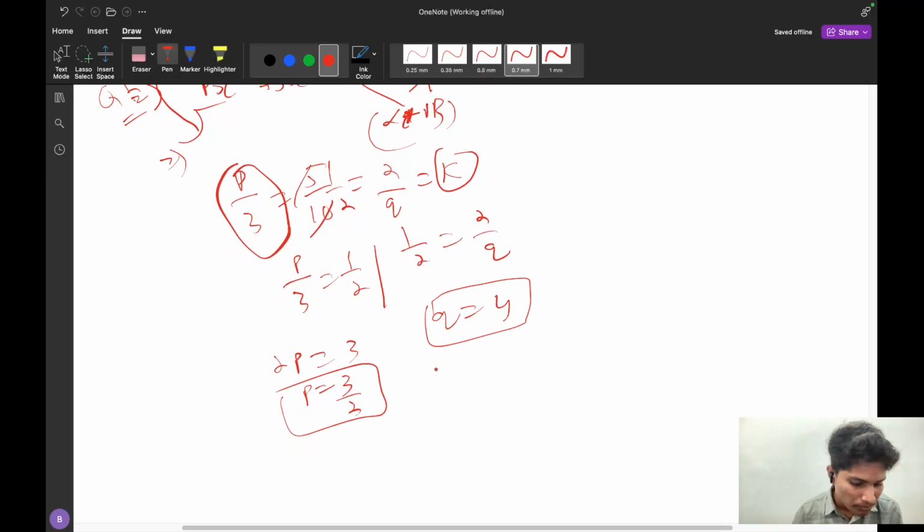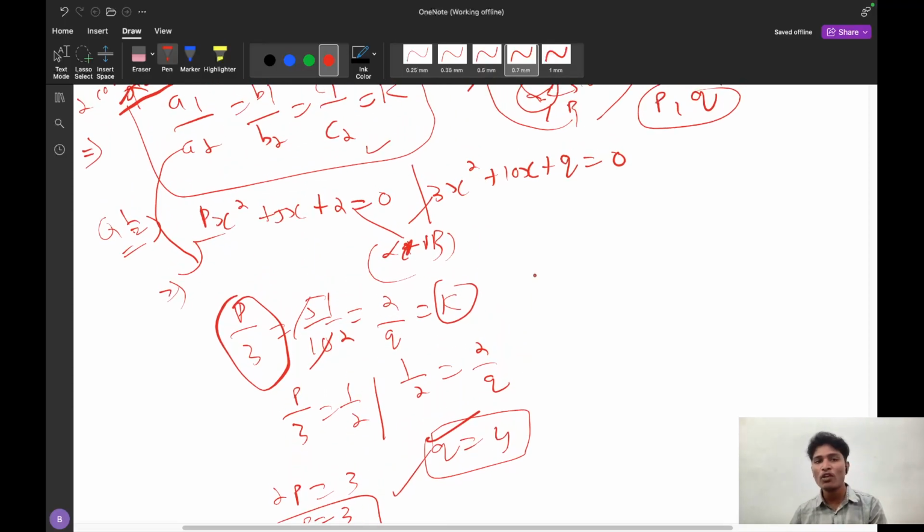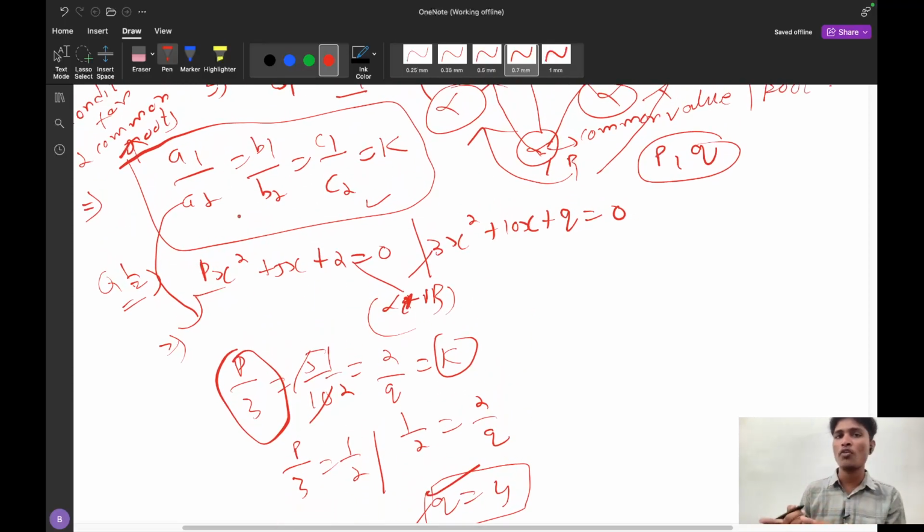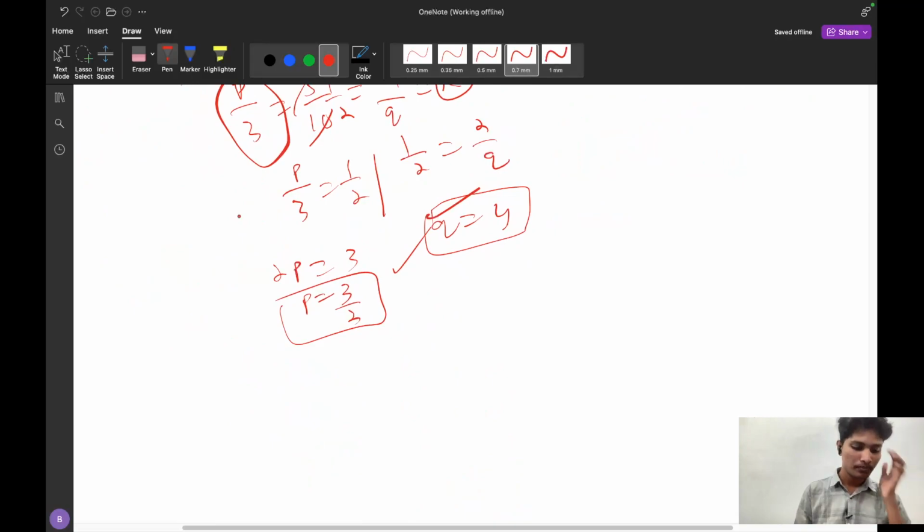Yes, p equal to 3 by 2, q equal to 4. Yes, it is correct. Like this you have to find the values. Simply use this condition. Compare the coefficients. a1 by a2 is equal to b1 by b2 is equal to c1 by c2, and that is equal to k. Yes.